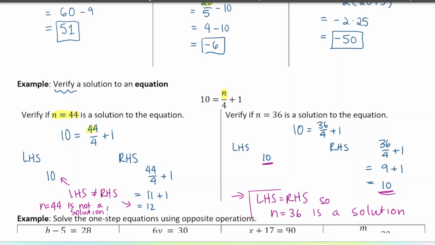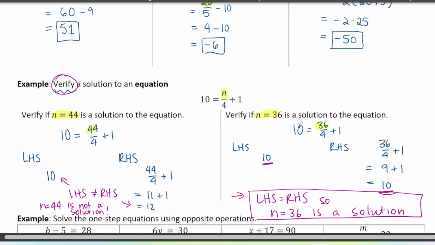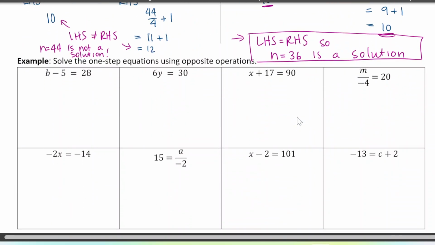By a solution, it just means the value of the variable that makes the equation true. Okay, so that's what it means to verify. It just means plug in the value and check to see if the equation works out or not. Okay, and lastly, we're going to solve. So solve means find the value of the variable.